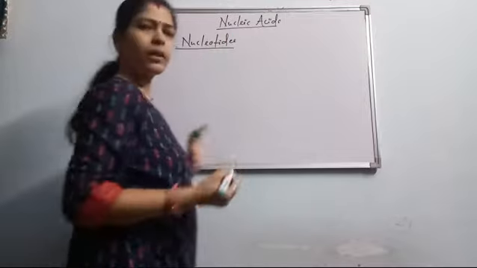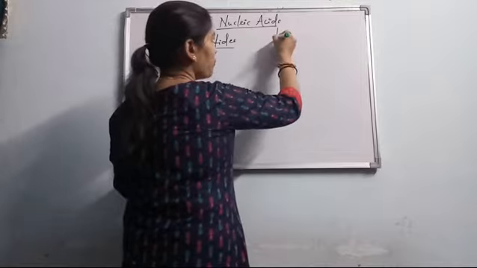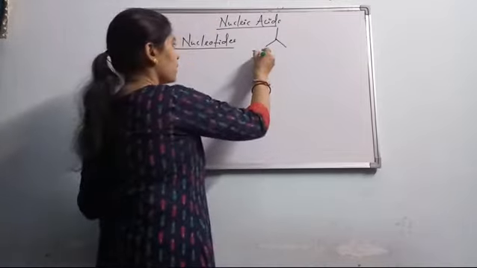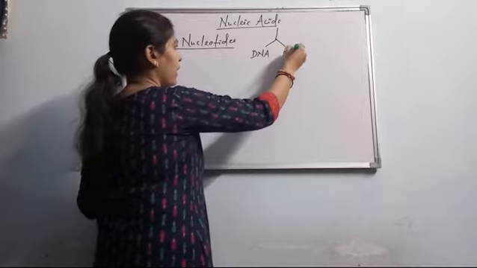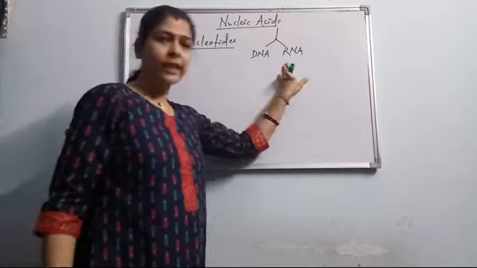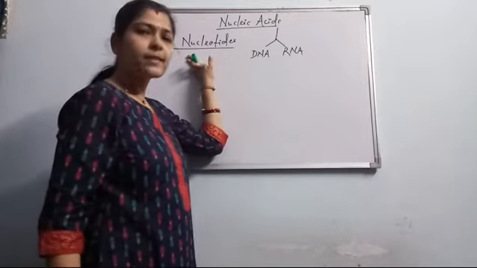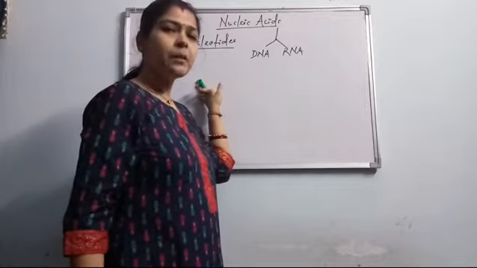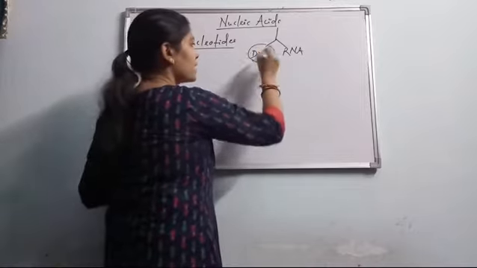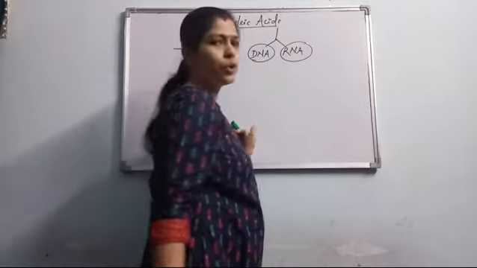Nucleotides. As all of you know, nucleic acids are of two types, DNA and RNA, and both types are made up of nucleotides. Nucleotides are the monomeric units or building blocks of nucleic acids. DNA is deoxyribonucleic acid and RNA is ribonucleic acid.